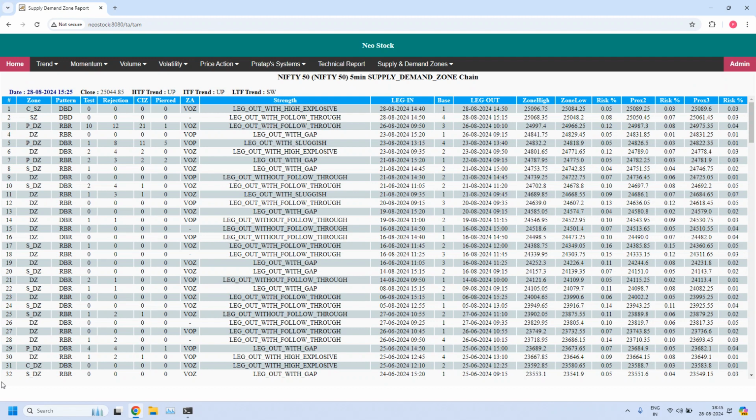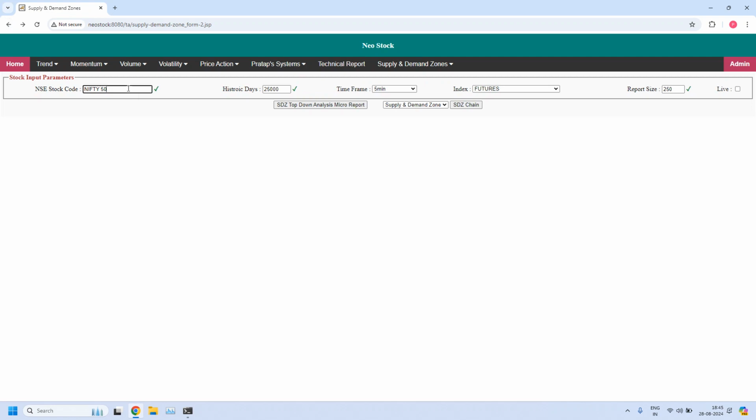So this is about NIFTY supply demand zone chain from monthly time frame until 5 minutes time frame. Next we will generate supply demand zone chain for BANKNIFTY, that is nothing but NIFTY Bank. So let's start from monthly time frame. I am generating monthly supply demand zone chain for BANKNIFTY.